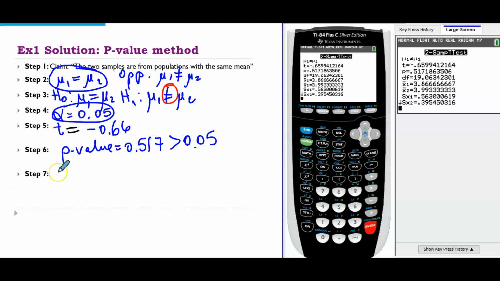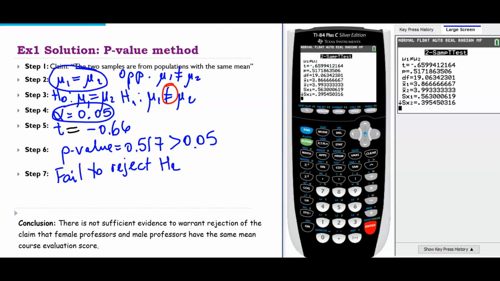Therefore, we make the conclusion that we failed to reject the null hypothesis. Because we failed to reject the null hypothesis, we say that there is not sufficient evidence to warrant rejection of the claim that female professors and male professors have the same mean course evaluation score.